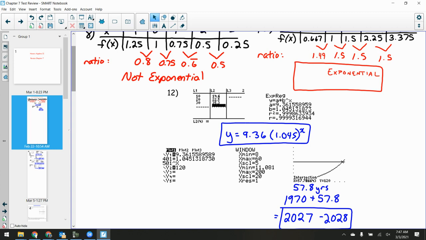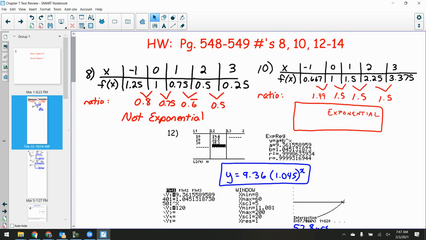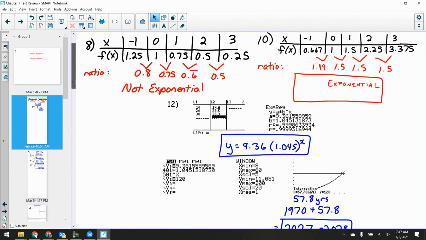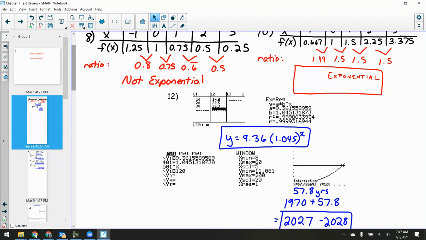Welcome back, everybody. So this is the key for the homework, page 548, 549, from the section 7-8. Go ahead and pause where you need to. We've already gone over this page, so we're going to jump to the next one.